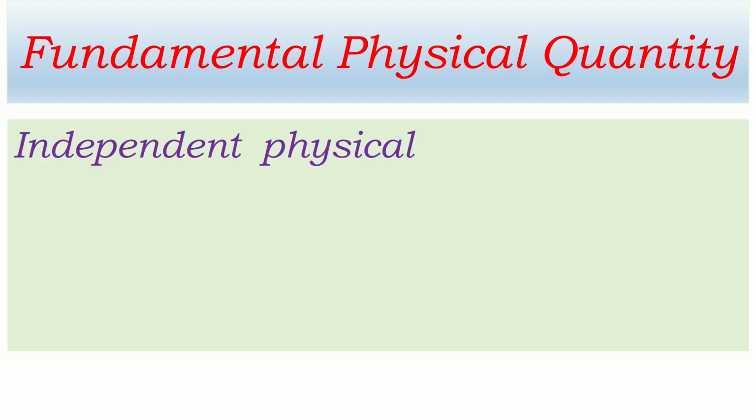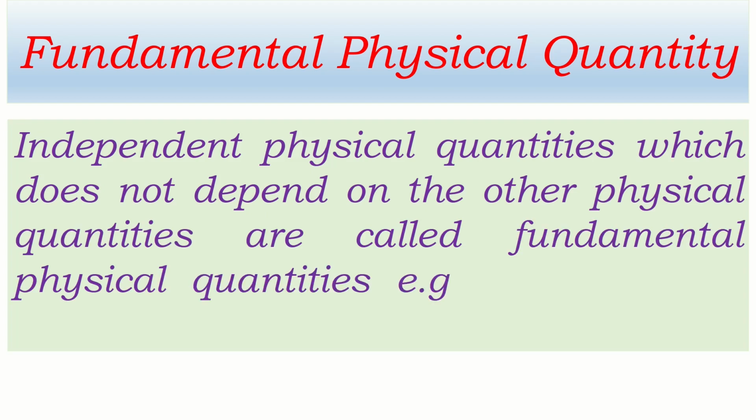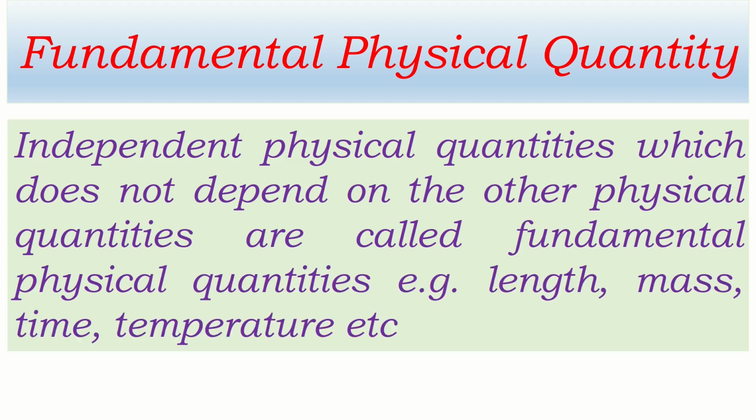What is a fundamental physical quantity? Physical quantities can be divided into 2 types. One is fundamental, another is derived. Fundamental physical quantity, what does it mean? Independent physical quantities which do not depend on other physical quantities are called fundamental physical quantities. For example, length, mass, time, temperature, etc. Length cannot be derived from mass. It cannot be broken down into temperature or time or mass. In the same way, mass cannot be broken down into time. These are the fundamental physical quantities: length, mass, time, temperature, etc.